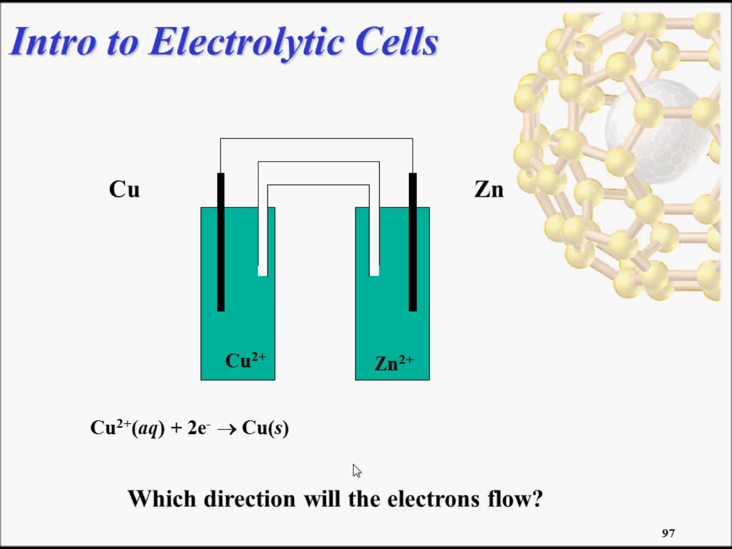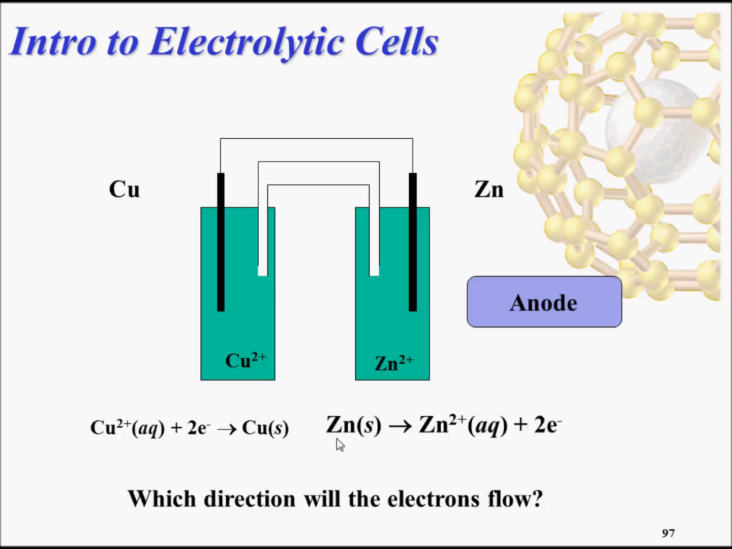Remember, reduction is gain. And that means the zinc would be oxidized. It would be losing the electron. So in this cell, the zinc would be the anode, copper would be the cathode, and our electrons would flow, in this case, to the left side, because electrons always flow from the anode to the cathode.